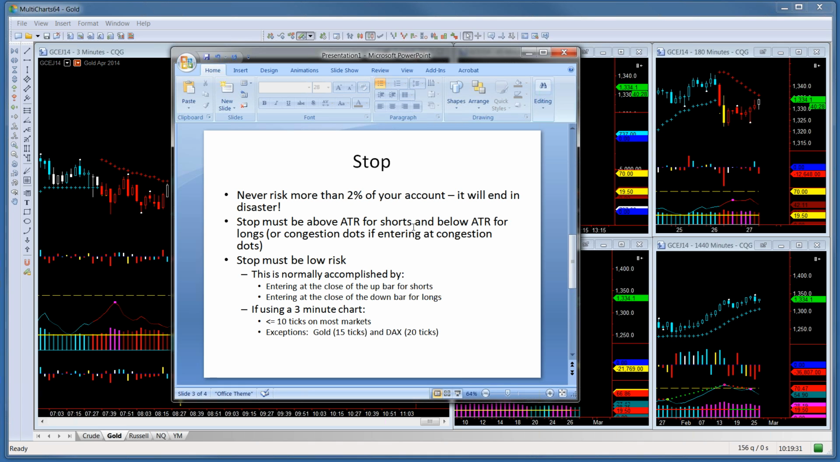Okay? If you're using a 3-minute chart, we can define it even a little bit better by saying at no time can you take a trade that's over 10 ticks, unless it's gold or the DAX. On gold you can do 15. On the DAX I would do 20. They do move a lot more than typical markets. You can lose a lot of money. And if you're not protecting your account, then you've already failed at the first rule of business in trading.